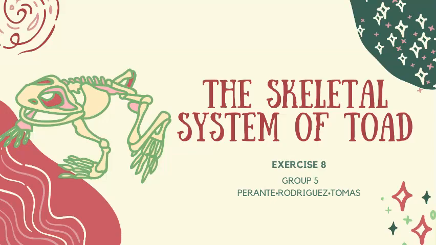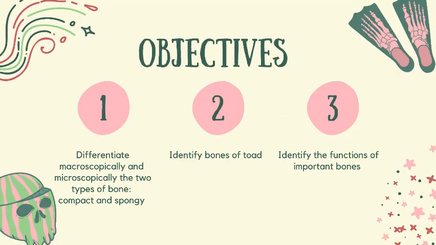Hi, we are Group 5 and today we will be discussing Exercise 8, the skeletal system of toad. The objectives of the experiment are: number 1, differentiate macroscopically and microscopically the two types of bone, compact and spongy. Number 2, identify bones of toad. Number 3, identify the functions of important bones.